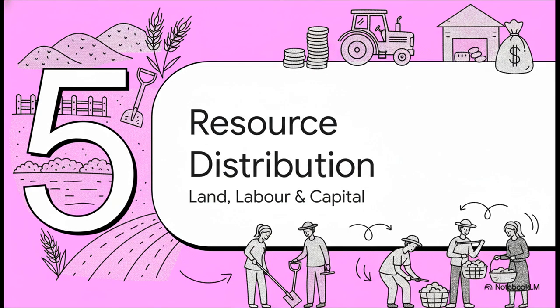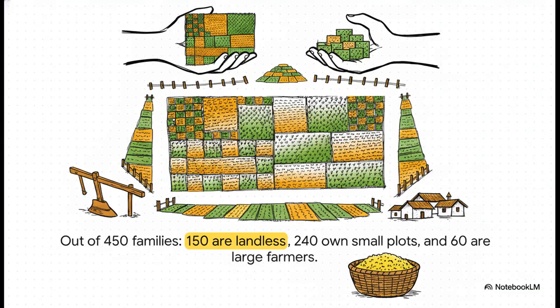Okay, let's move on to our next section, how resources are distributed. We will now see how the factors of production, land, labor, and capital are unequally distributed among the people of Palampur. As this illustrates so clearly, the land in Palampur is not distributed equally at all. Out of the 450 families, can you believe that 150 are landless? And 240 families have very small plots. Only 60 families are medium or large farmers, and they own most of the land.